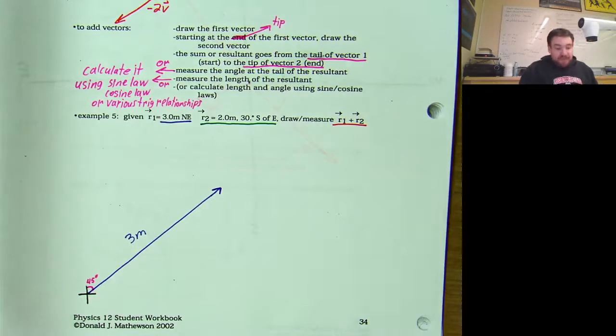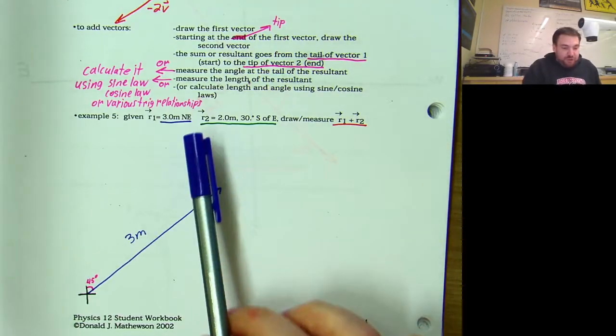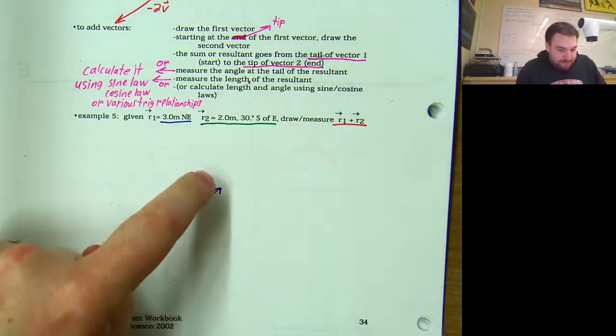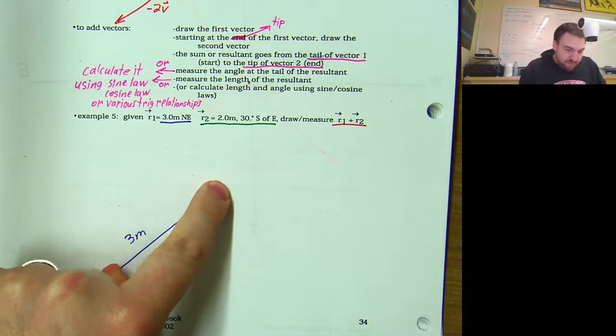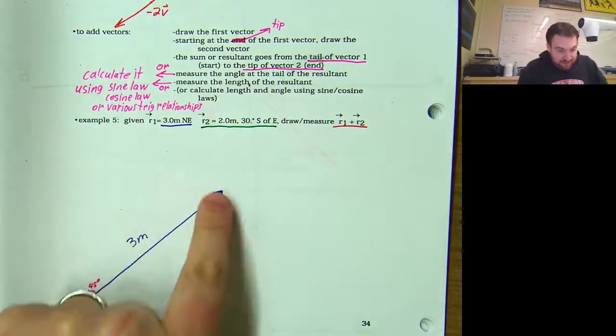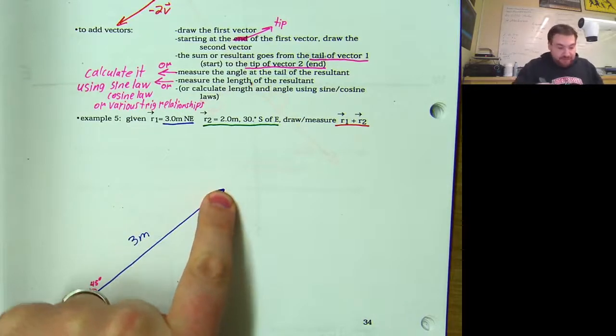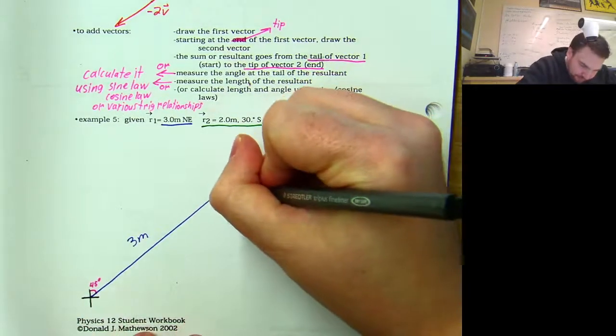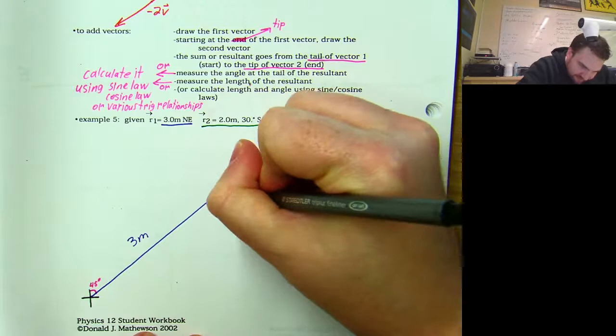Okay, so it's first. Now to add R2 to it, we're going to start at the tip of the first vector we've drawn. So we go to the end of it, the tip of it, and then we're going to draw the second vector. So at the tip of this, I'm going to add another coordinate grid. This little guy.